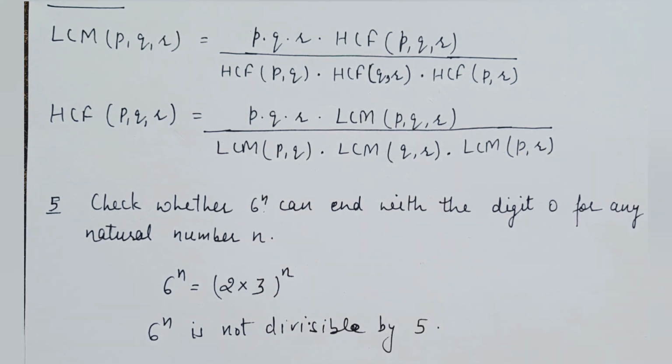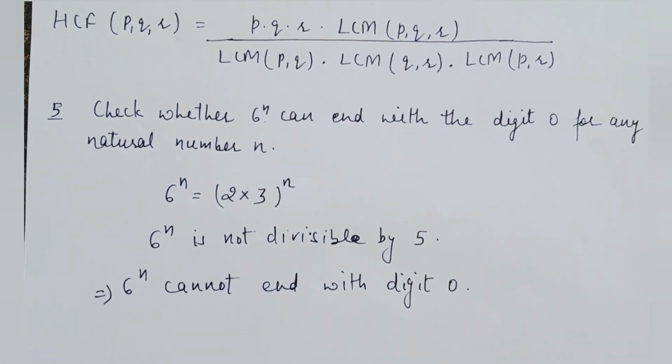And if the number is not divisible by 5, that means its unit digit cannot be 0. So 6 raised to power n cannot end with digit 0 because it is not divisible by 5, so it cannot have the 0 at its units place.